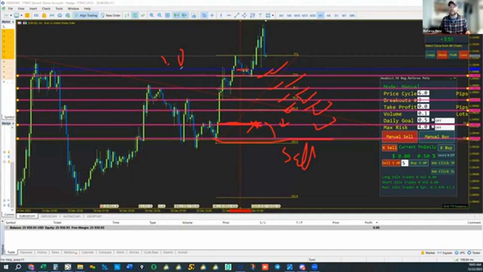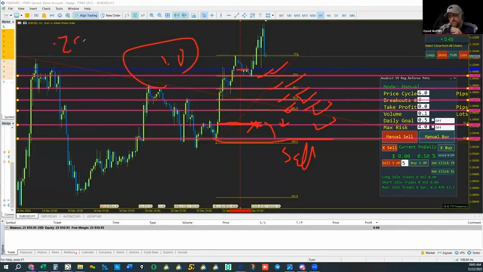Okay, so now I've got one lot, is that total? Let me just say one thing though. Hold on one sec. These sizes are 0.25.